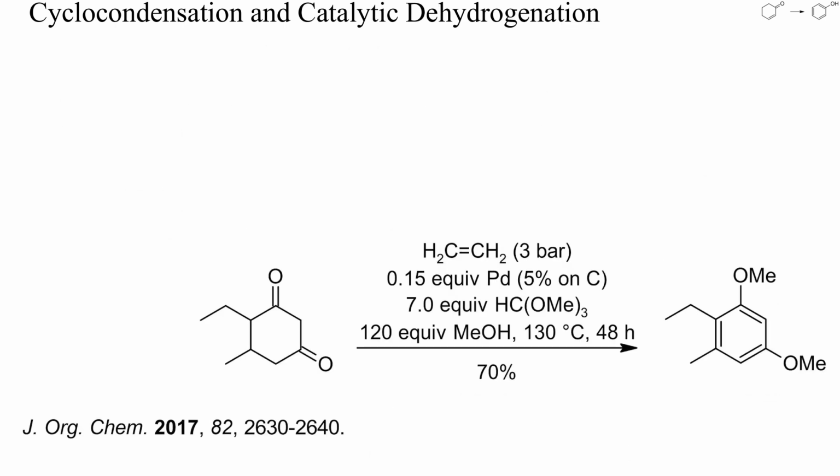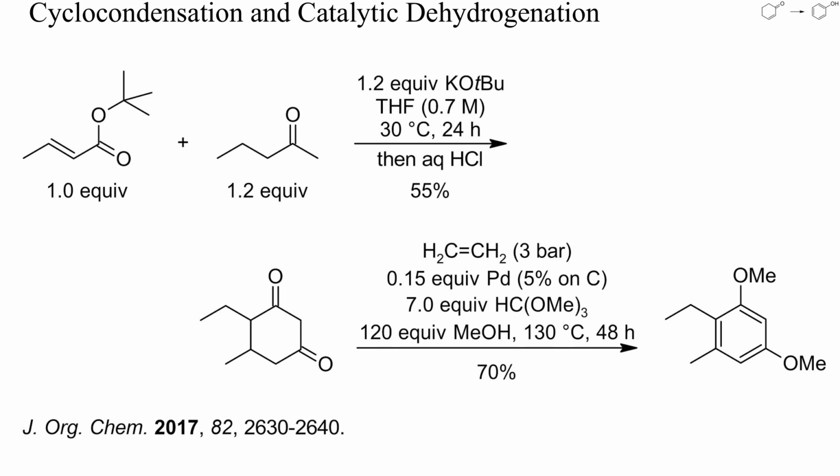Alkenes in combination with catalytic palladium can serve as dehydrogenating reagents, as in this example. Because the reaction was conducted in methanol with an excess of trimethyl orthoformate, a dimethyl ether was obtained. Here, the starting diketone was prepared by Michael addition of a ketone to tert-butyl crotonate, followed by base-induced cyclization.